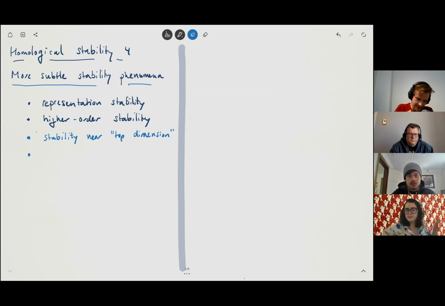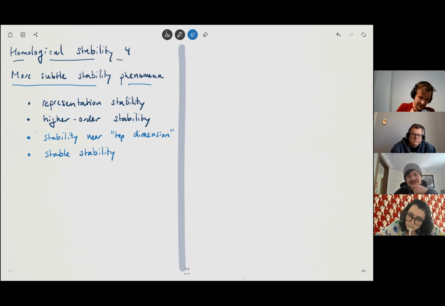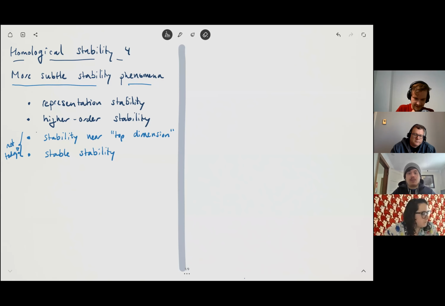Another thing I won't talk about is something called stable stability, which is a phenomenon for moduli spaces of manifolds, where once you've stabilized by one type of manifold, if you stabilize by another manifold, it's sometimes an isomorphism in homology. But these we won't talk about. That's a very specialized topic. But it may exist in other cases as well, so I think it's worth mentioning so people know that something like this exists.